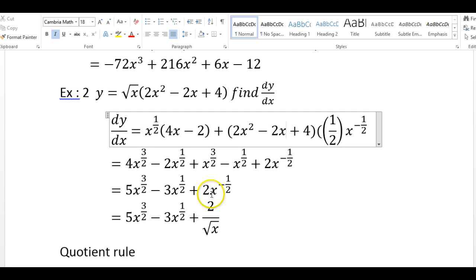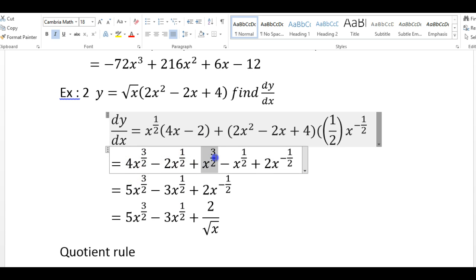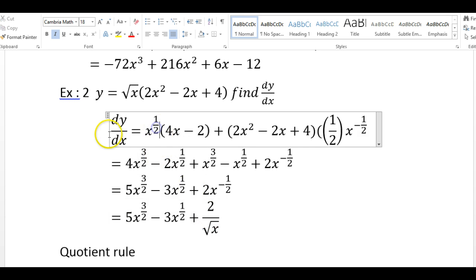So when you add these things together, you get 4x to the 3/2, and there's another x to the 3/2 here. So that's 4 times x to the 3/2 plus 1, altogether 5 times x to the 3/2. Then you have x to the 1/2 and x to the 1/2 here, negative 2 and negative 1, so negative 3 times x to the 1/2, plus 2 times x to the negative 1/2. Finally, you write this as a positive answer. So once again, after some algebra, you get the final answer, but the derivative step is done from this.